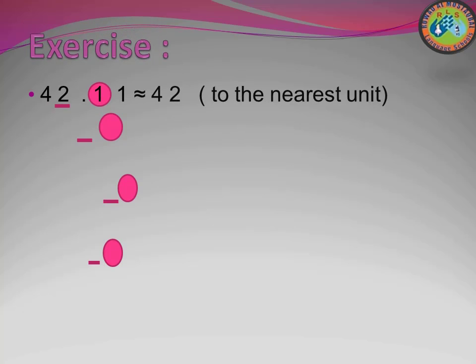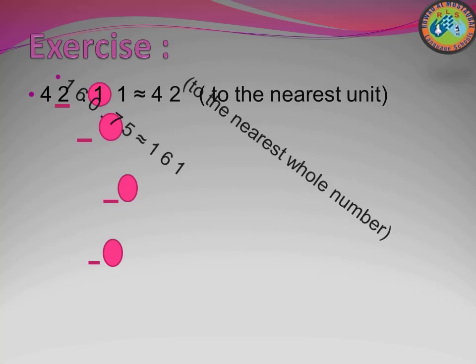Let's answer our exercise together. Number 1, 42 and 1100ths approximate to the nearest unit. Underline unit and circle the digit before. The number in the circle is 4, so I will ignore it and cancel all the decimal part and write the whole number as it is. So it's approximately equal 42.